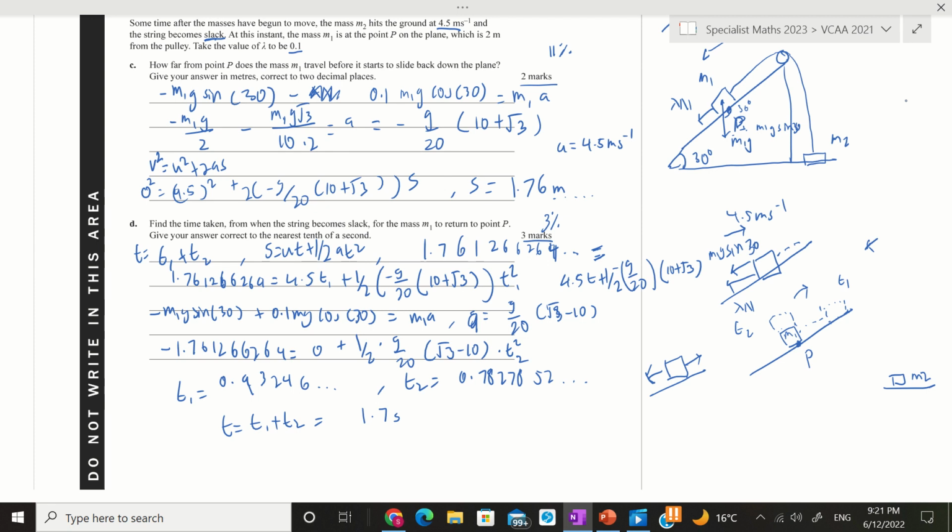So what's happening here is m2 hits the ground, and m1 keeps moving up the plane until it hits a point where it can't move up anymore because its velocity is now 0. Since it still has its weight force m1g sine 30 pulling it down the plane, once m1 is at that point, it starts moving back down the plane. So it goes from point P to t1 until its velocity is 0, then goes all the way back down to point P, and that total time is equal to 1.7 seconds.